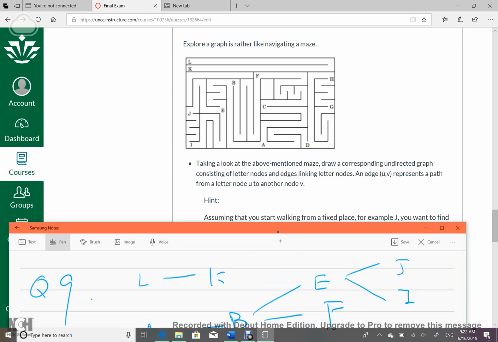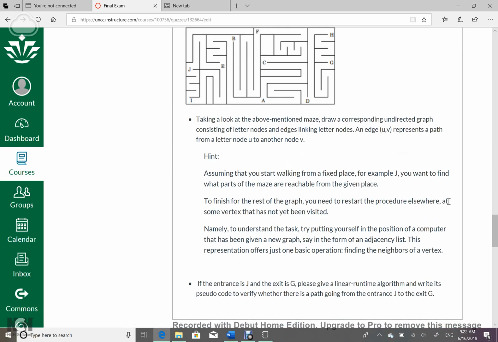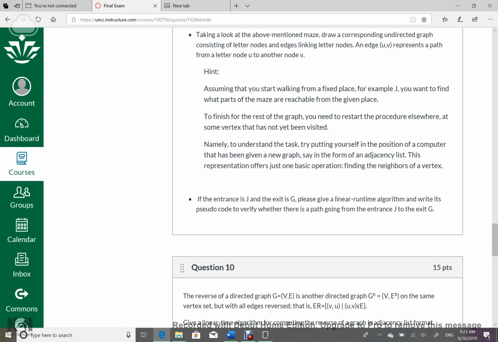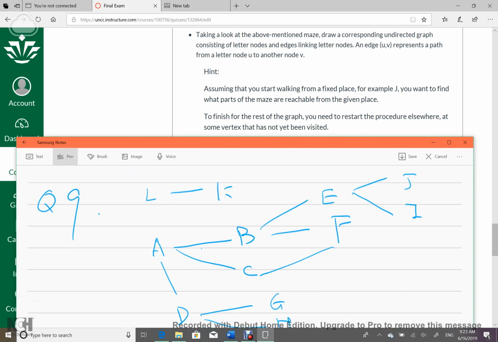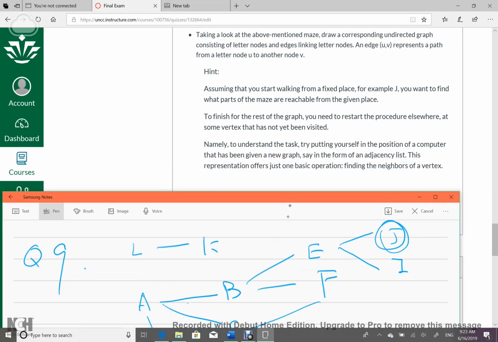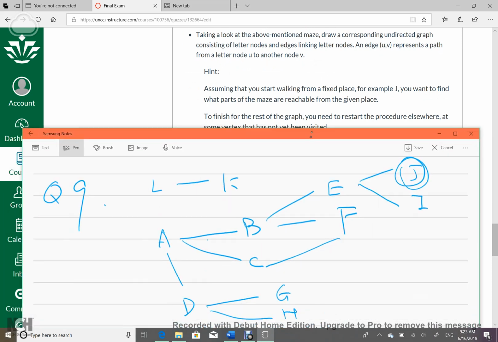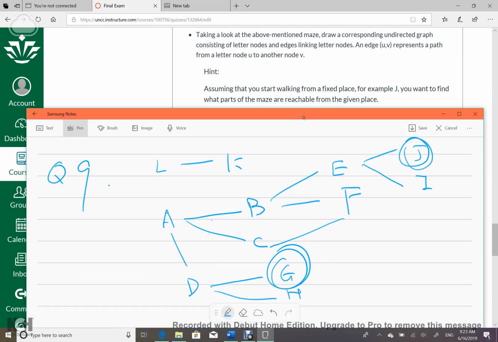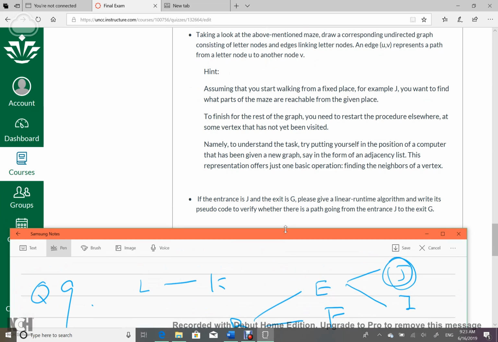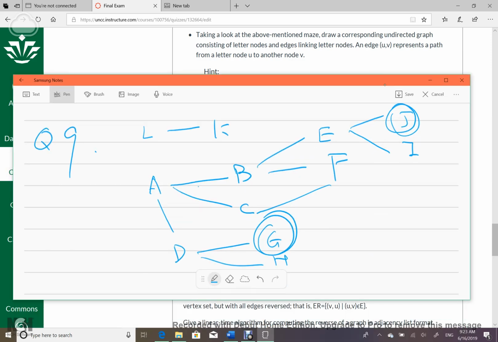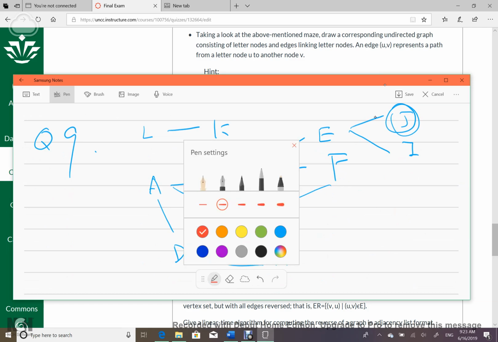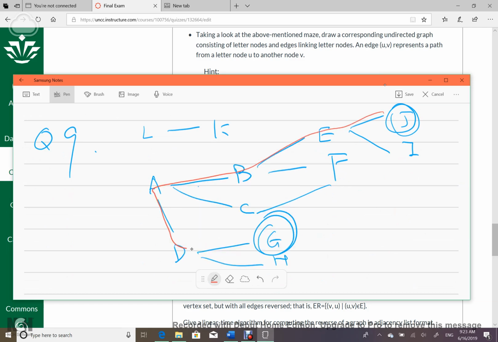Okay, and then another thing is this one. If J is entry, right? And G is exit. And we would like you to please give a linear runtime algorithm. Write a short code to verify whether there is a path going from entry J through G. Can you find the path from here to here, right?